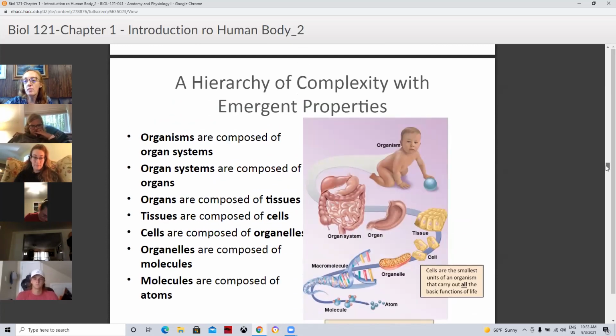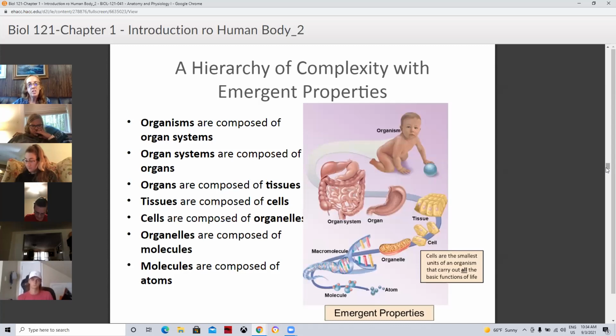So within the body, for the synthesis or the building of the structures of a human body or any organismal body, there is a hierarchy of complexity with emerging properties. What this means is that when it comes right down to it, our body consists of atoms, of chemical elements. These atoms bind to one another and interact and react with one another to form molecules. Molecules react with one another to form macromolecules that then ultimately will become organelles.